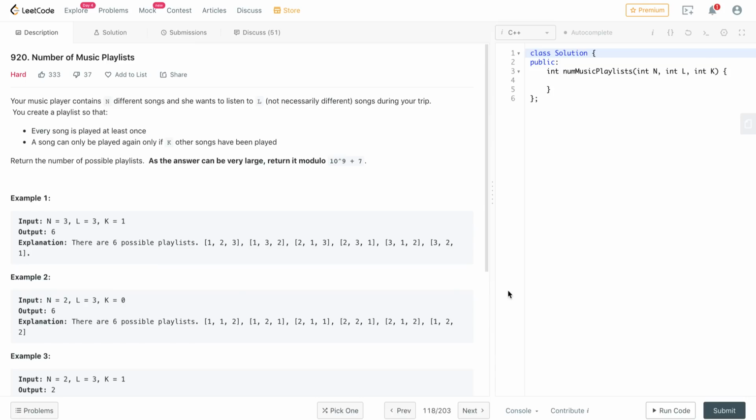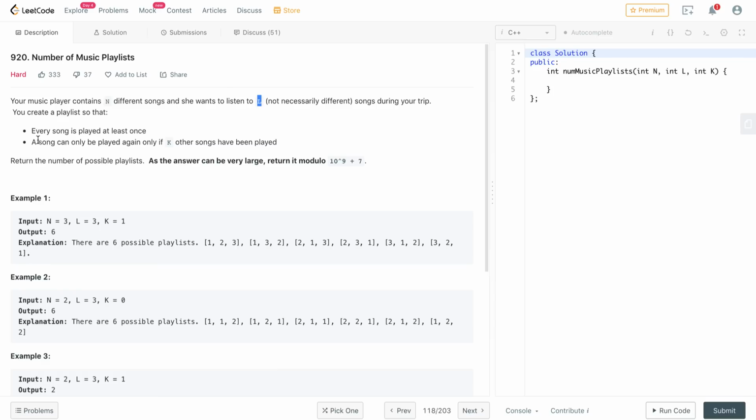Hello guys, today I'm going to solve this particular problem. It's from Leetcode, and the problem statement says that we have to make a certain playlist. Let's say we have n different songs, and from these n songs we need to make a playlist of length L.